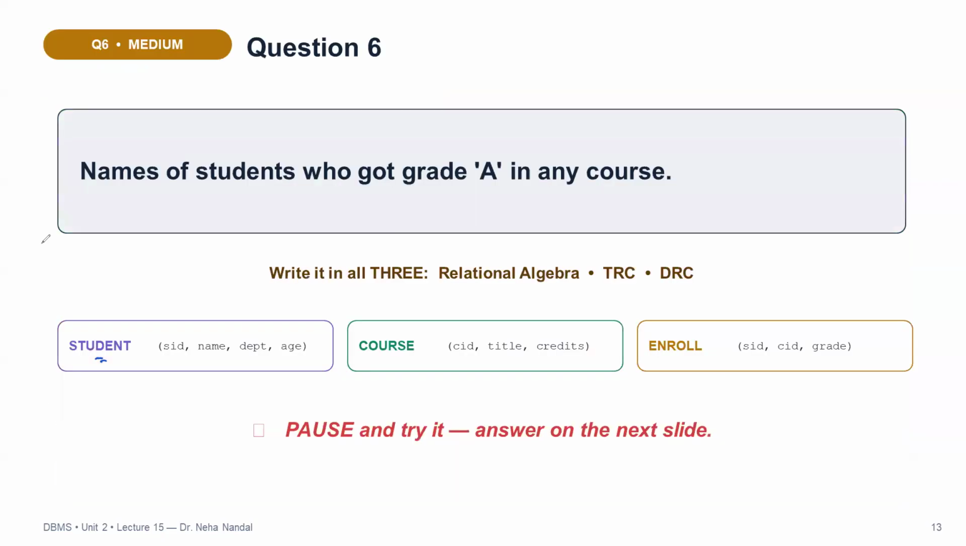So let's see further the next question, the sixth question. Name the students who got grade A in any course. It's the same shape as question number 5. We'll first do relational algebra. It will work in the same way. The condition changed to grade this time. Instead of CID, we will be targeting grade. That is the only difference.